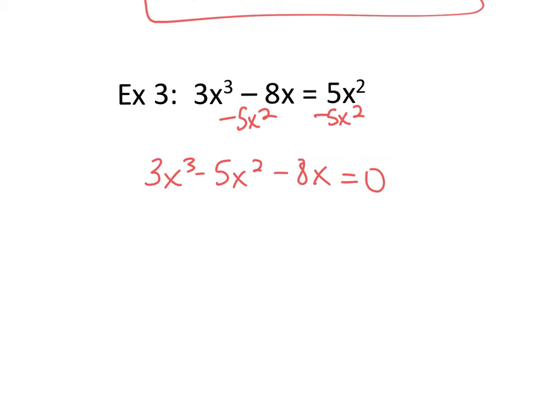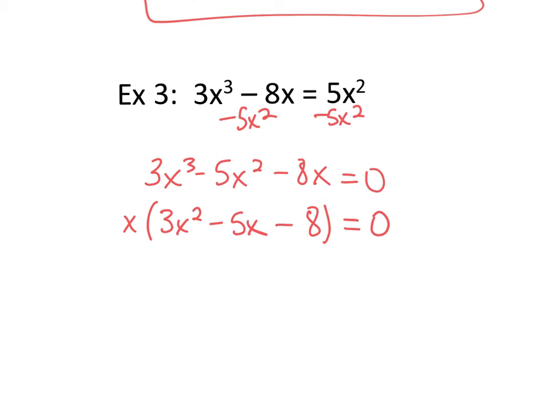Not right now. Wait till we get done with these 2 problems. Okay. 3x to the third minus 5x squared minus 8x. GCF. Do we got one? Yes. What is it? X. They all have an x in common. When I take out an x, what's left? 3x squared minus 5x minus 8 equals 0. Good.